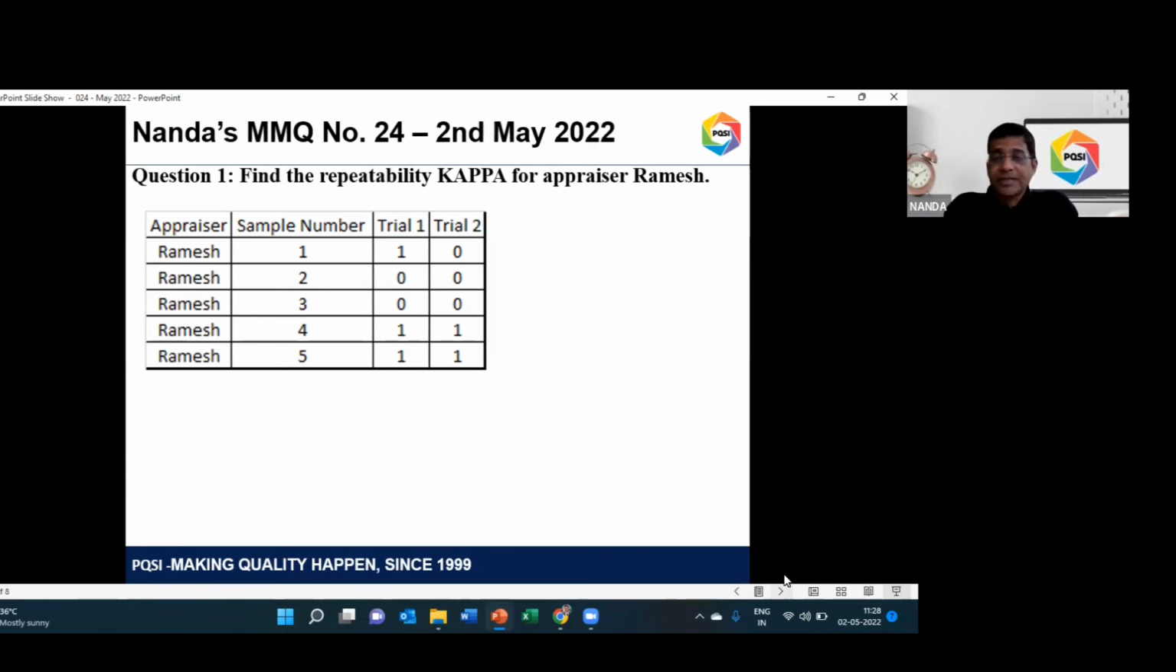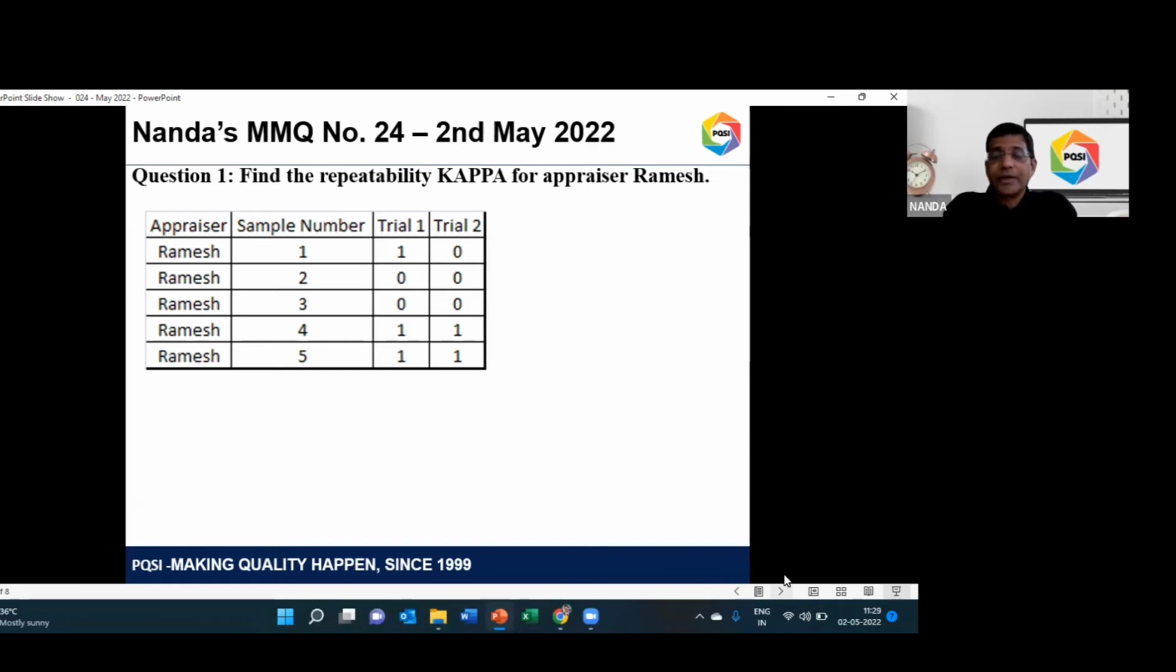So the first question is, based on this, you need to calculate the kappa value for appraiser Ramesh, the repeatability kappa. It's the same appraiser doing it twice, trial 1 and trial 2. So we are interested to know what's the repeatability kappa based on this observation. So that is question number 1. Okay, some simple calculations to do.